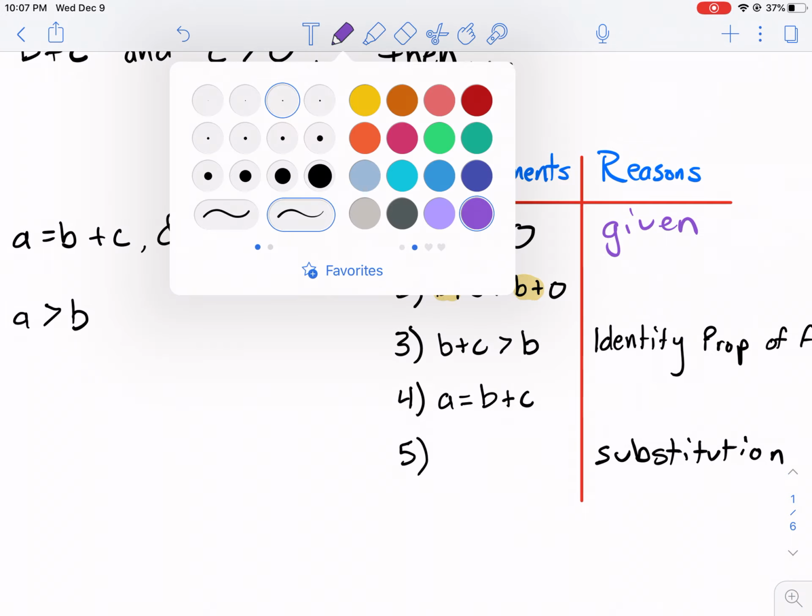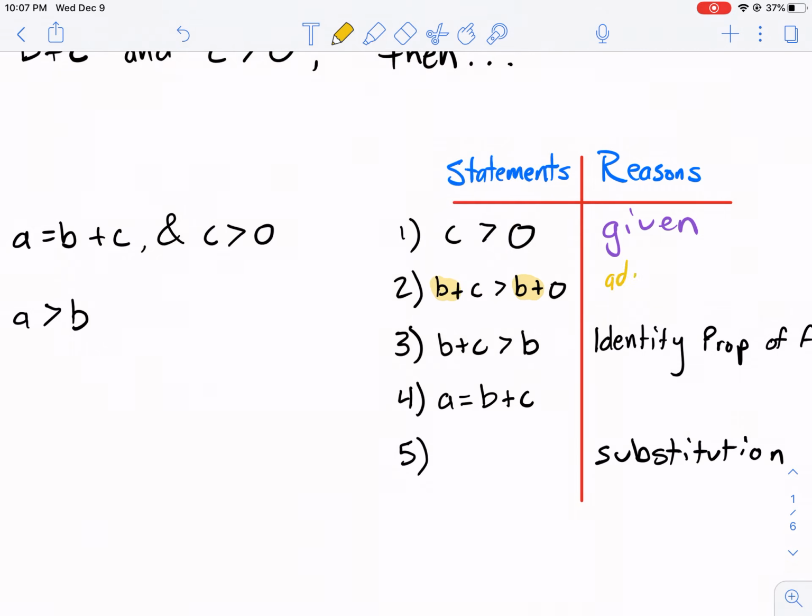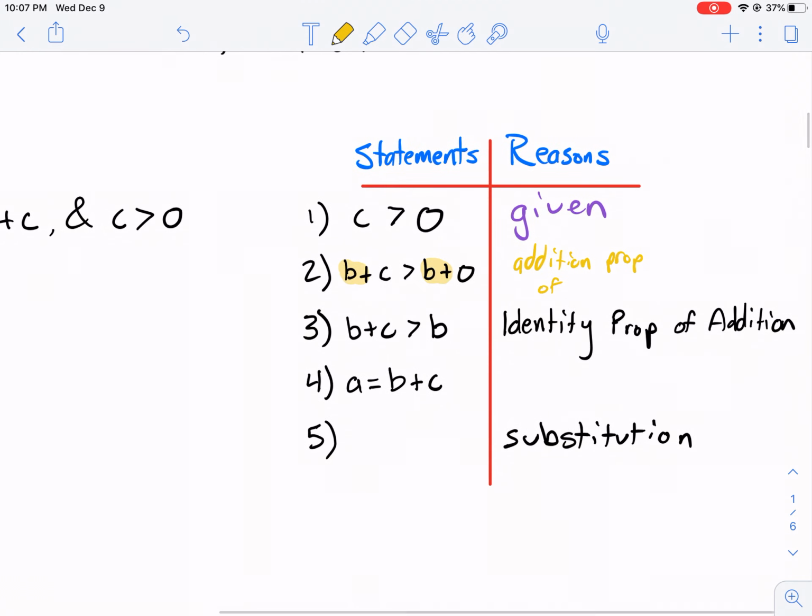Well, if we add something to both sides, that's the addition property. We're just going to say addition property, because technically this is inequality. Well, we can say equality. Addition property of equality. All right. So we have addition property of equality because we added B to both sides. Now we say B plus C is greater than B.